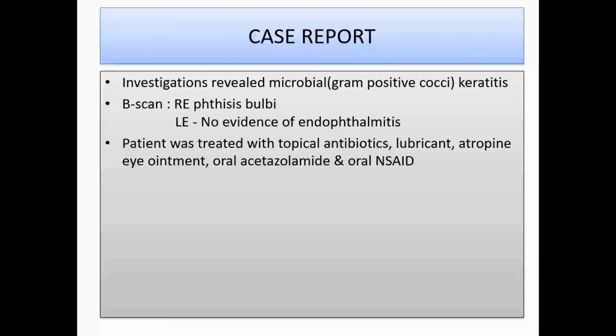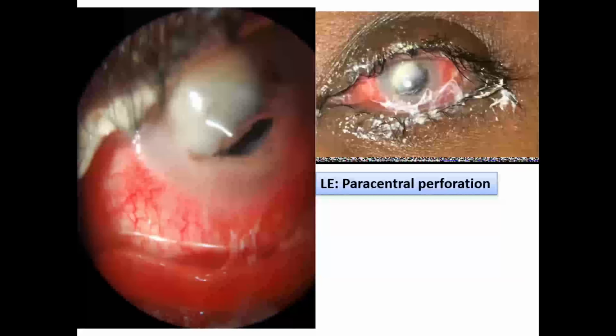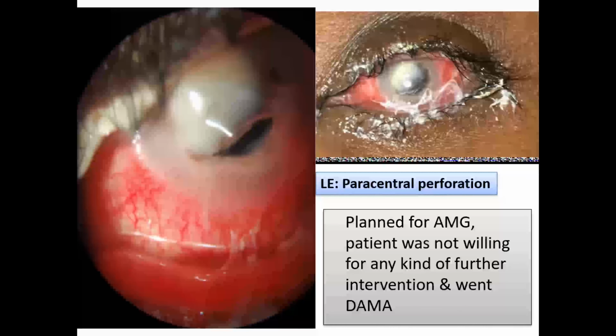Patient was treated with topical antibiotics, lubricant, atropine eye ointment, oral acetazolamide and oral NSAIDs. However, left cornea perforated on day 5. This is the picture of the left eye on day 5, showing paracentral perforation, conjunctival hyperemia, edematous eyelid. So patient was planned for amniotic membrane grafting, but patient was not willing for any kind of further intervention and went against medical advice.